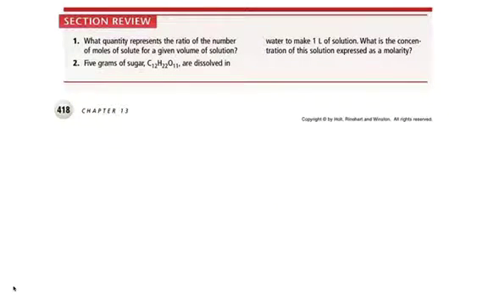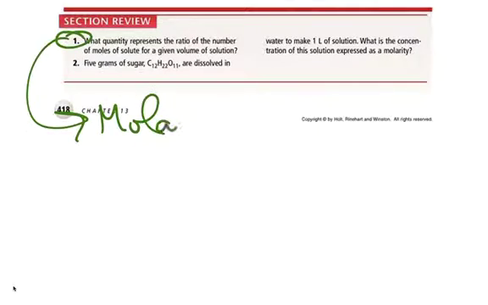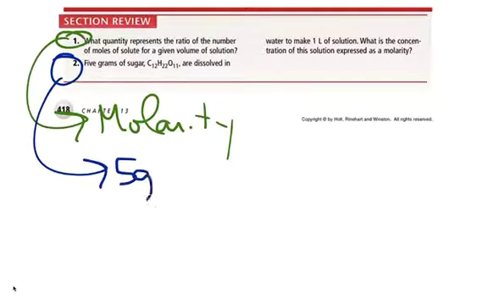Let's look at the section review. What quantity represents the ratio of the number of moles of solute for a given volume of solution? Hopefully we know this is molarity, and this is our most important one. We're going to see it the most often. It says we have 5 grams of sugar, and they're dissolved in 1 liter of solution. What is the concentration expressed as a molarity?